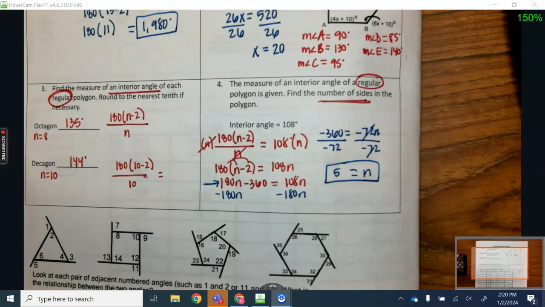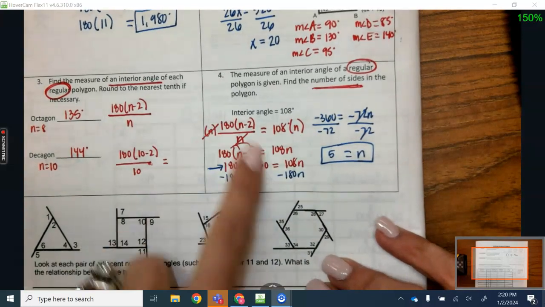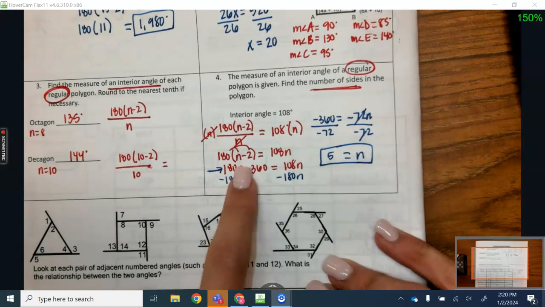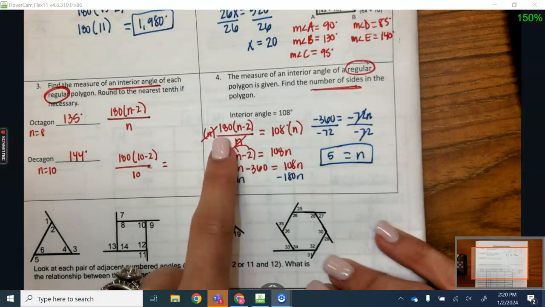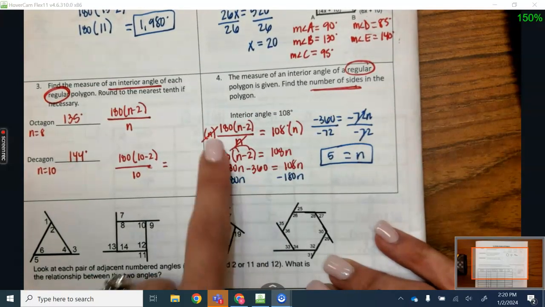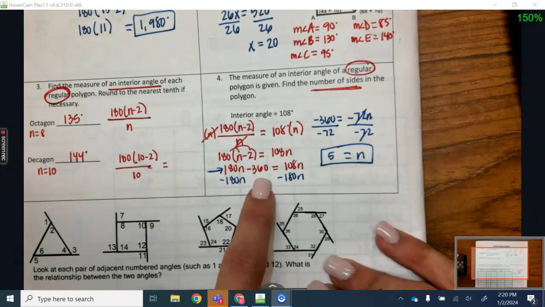Okay, so that is the longer way of doing it, and I will show you a shortcut for this type of problem after we talk about exterior angles. But based on the rule, you would set the rule for one interior angle equal to that angle. And like I said, this is going to be the same every single time. So you can just start here when you're solving.